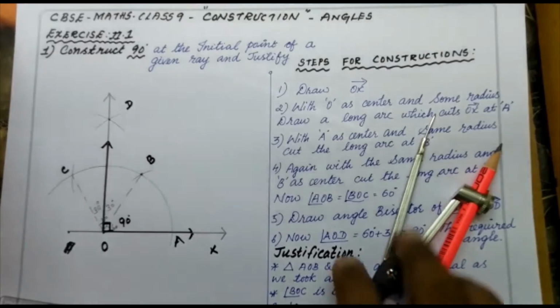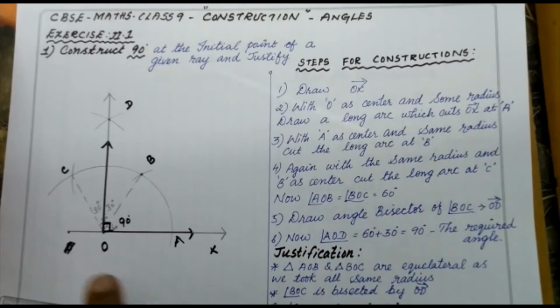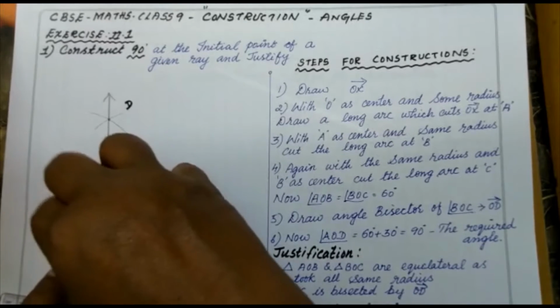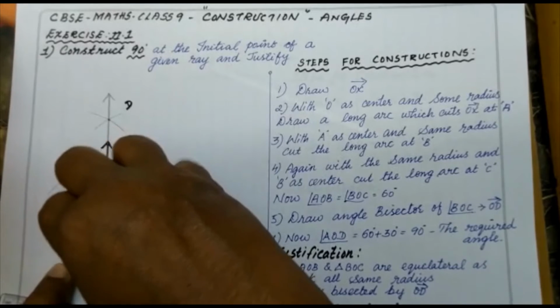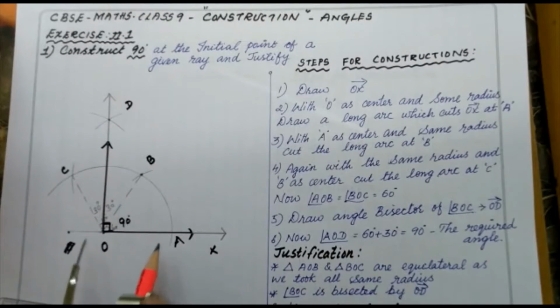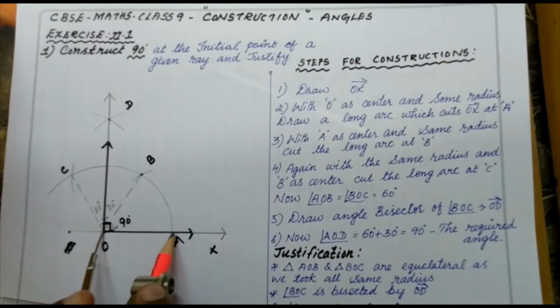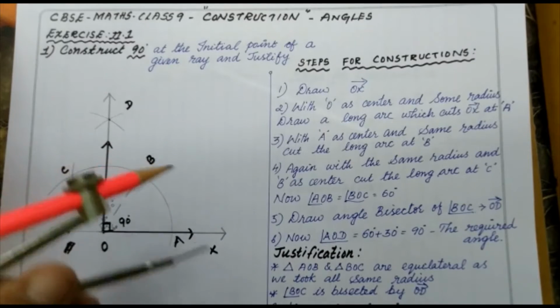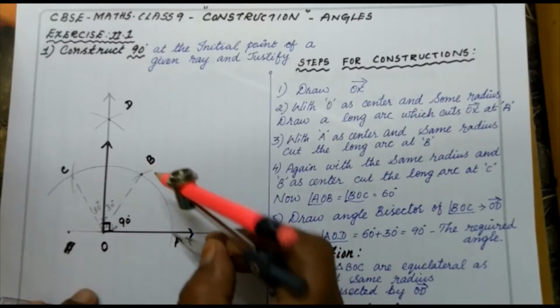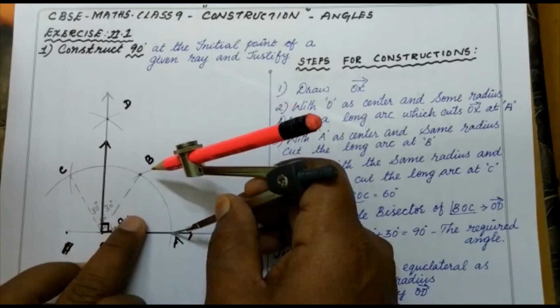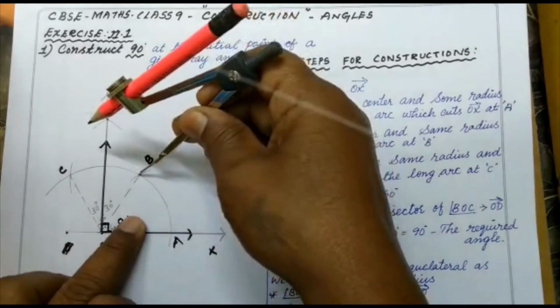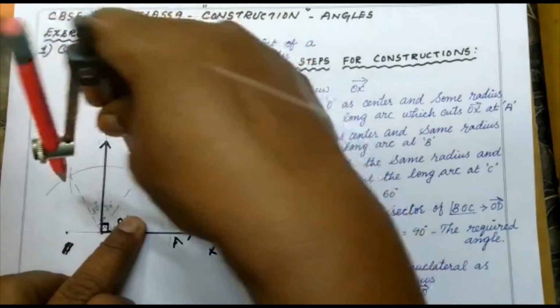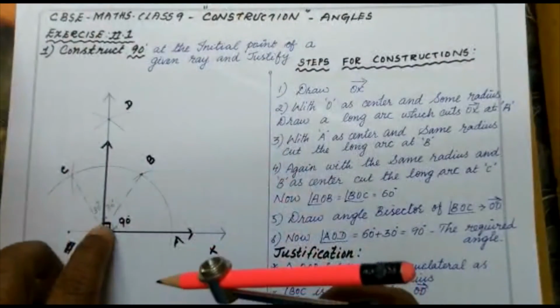What did I do? I just drew a ray OX. In that OX, with O as center and some radius, I have drawn a longer arc without changing the radius. With A as center, I cut one arc. It gives you a 60 degree. I continue the process with keeping B as center. I cut one more arc. This will get a 60 degree.